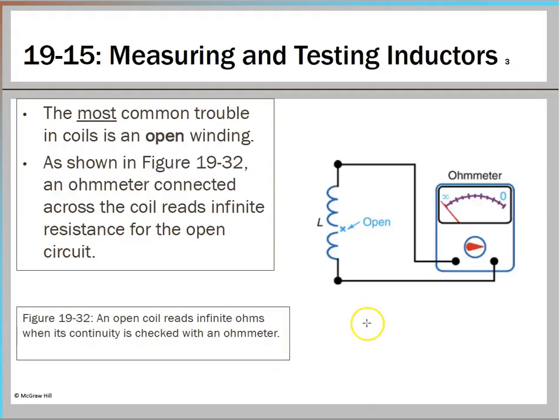Now next we have this inductor which is connected to the ohm meter. In the case of an inductor, the most common problem is an open wire inside the inductor itself. You can see an inductor is basically a coil. If this coil is open, then what will happen? You will see an infinite value of resistance, because if there is any open, there will be some air, and that air will offer infinite resistance. So an ohm meter connected across a coil reads infinite resistance for an open circuit.